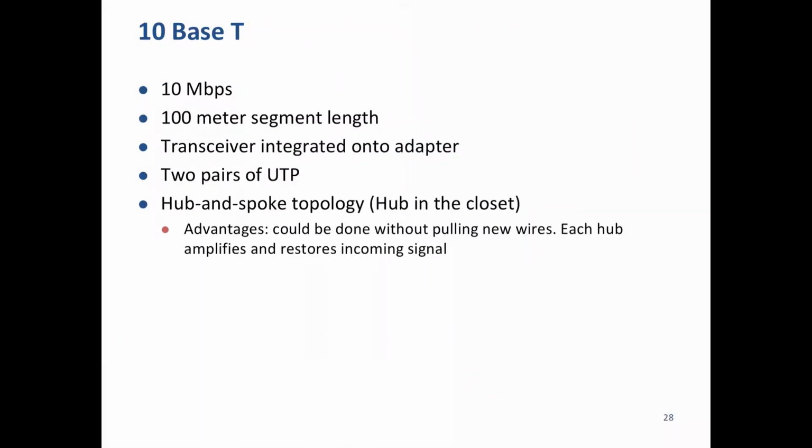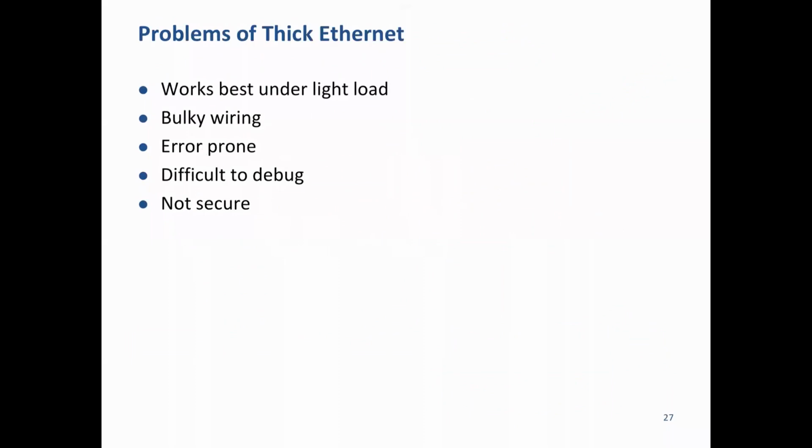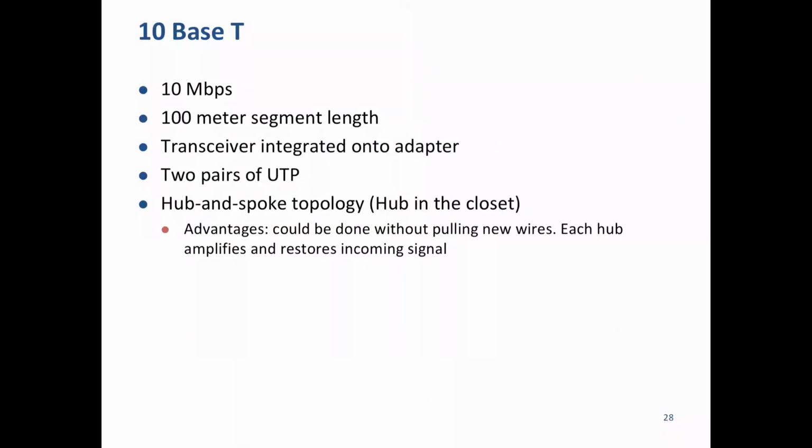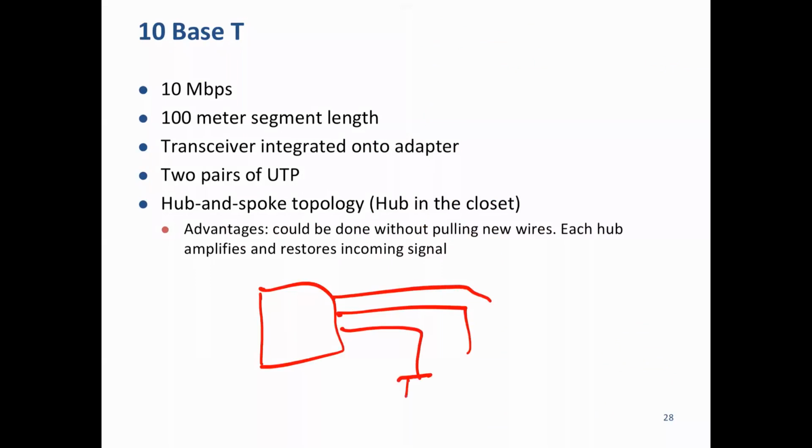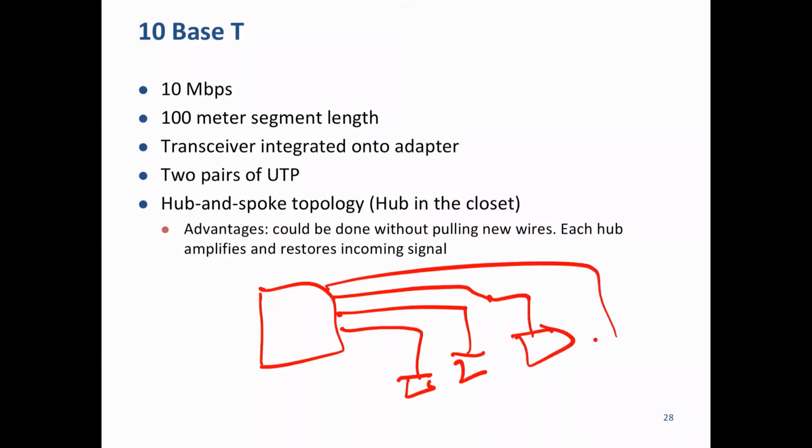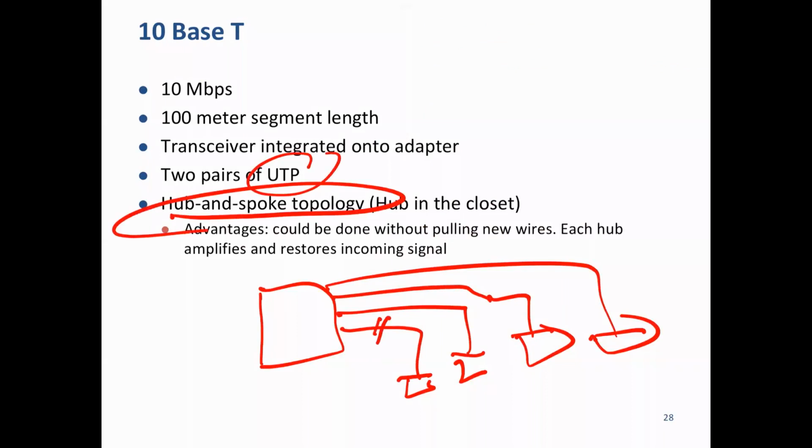Okay, so initially we used thick Ethernet, and it has all the problems that we already studied. Then we came to this model where we have a hub, and from the hub we have multiple machines connected. This is called star topology, right? This was the method we used, and it was very simple, because the wires were very inexpensive, and we have a hub and spoke topology, which is quite good.